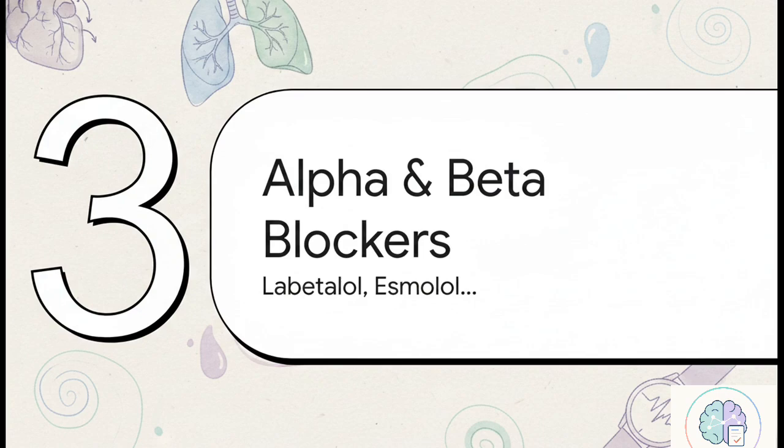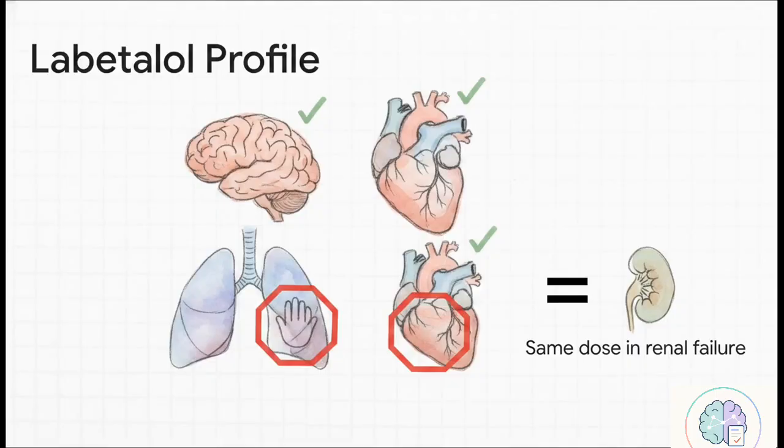Section 3, alpha and beta blockers. Let's dig into labetalol, esmolol, and propranolol. With this versatile group, monitoring cardiac output, knowing their airway history, and checking heart rate becomes absolutely paramount before you administer a single drop. Let's start with labetalol.